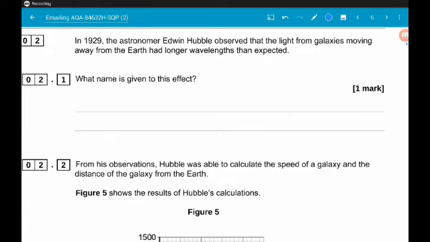Okay, question 2 is about space. So space is cool. In 1929, Edwin Hubble observed the light from galaxies that are moving away from the Earth at longer wavelengths than expected. We are asked what name is given to this effect. So it's the redshift effect.